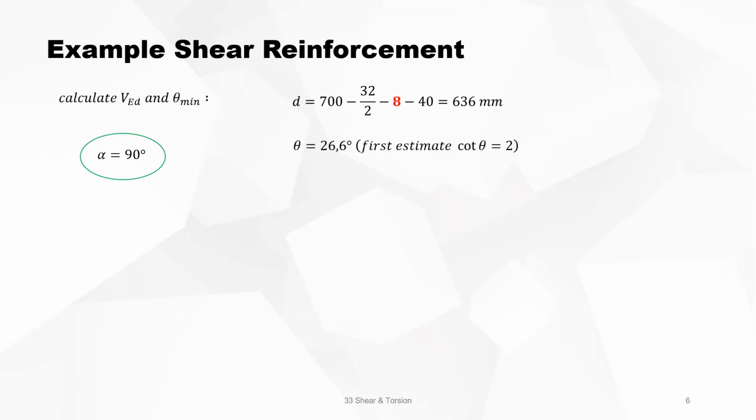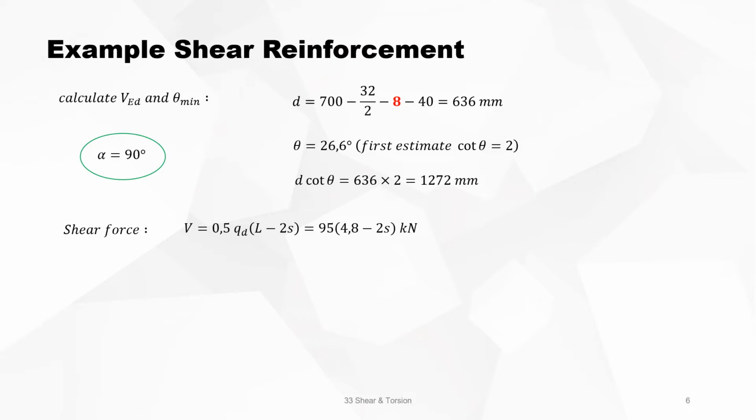We know that if you take cotangent theta as large as possible, then that will result in a small number of stirrups. So we will take theta here, the smallest we can, which is 26.6 degrees, or cotangent theta is 2. And d cotangent theta is then 1272 millimeters. It means the shear force that we need for the design of the stirrups is at a distance d cotangent theta, so that's why we calculate d cotangent theta.